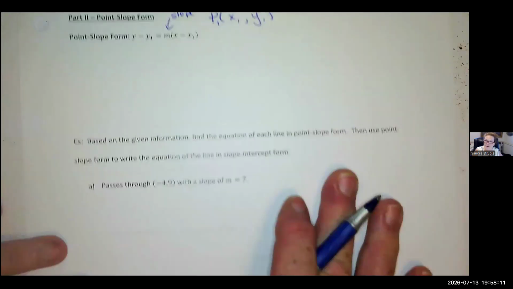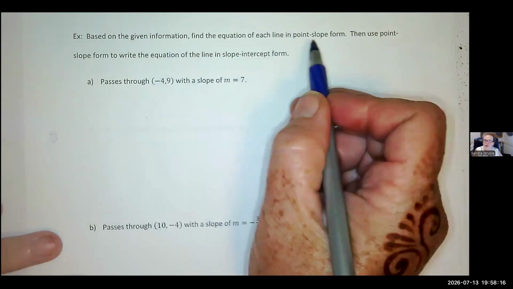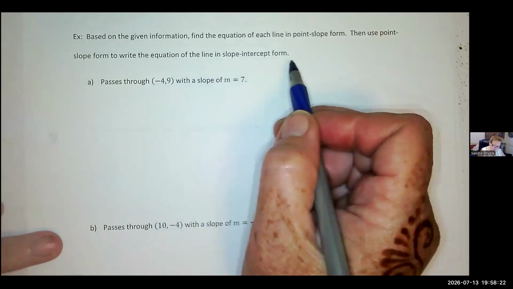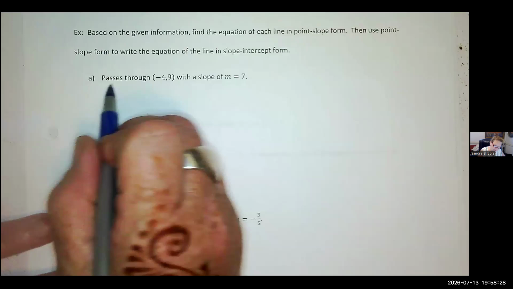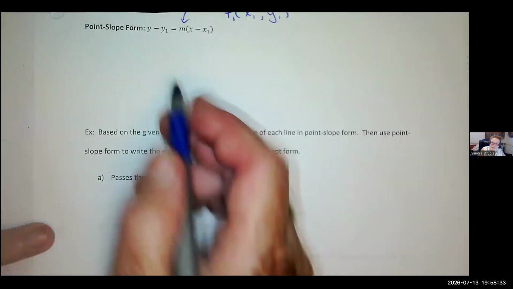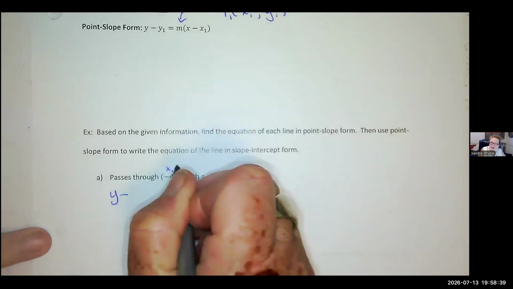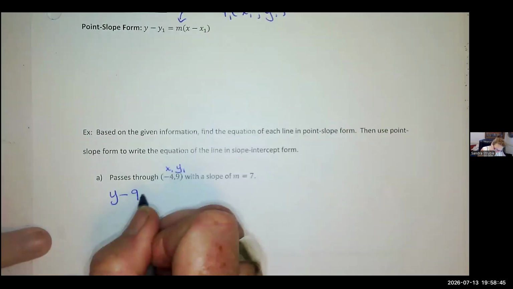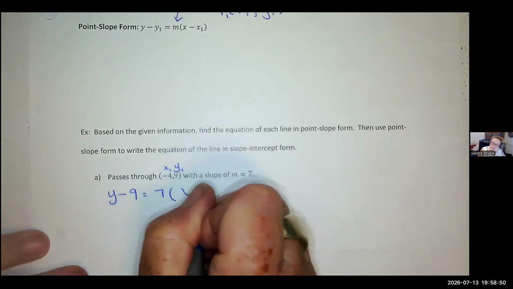Based on the given information, find the equation of each line in point slope form. Then use point slope form to write the equation of the line in slope intercept form. Okay, there's a lot going on there. So it passes through -4, 9 with a slope of m equals 7. Using the point slope form, we're going to use y minus, and you need to understand this is x sub 1, y sub 1. So y minus 9 is equal to m, which is 7, times x minus x sub 1, which is -4.